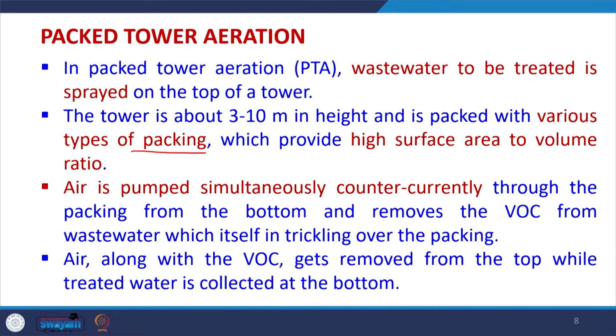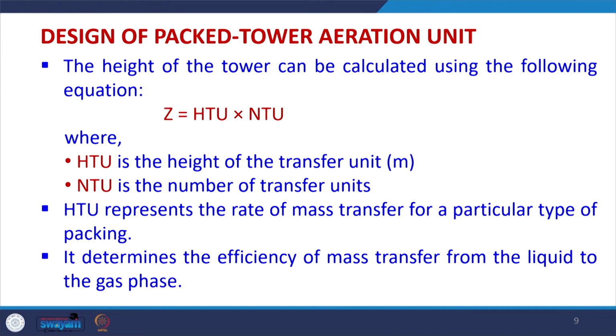After that, water is coming from the top and air is pumped counter-currently from the bottom through the packing, and while moving up it removes the VOC from wastewater, which itself is being trickled over the packing. Air along with the VOC gets removed from the top, while treated water is collected at the bottom. So, this is the packed tower aeration. This is a simple packed tower aeration, we may write like this.